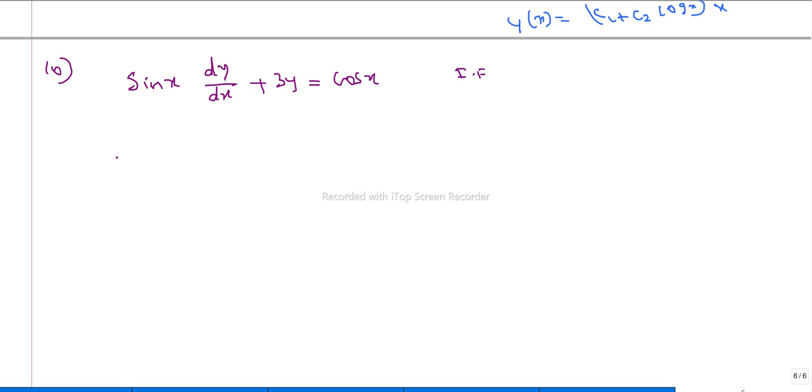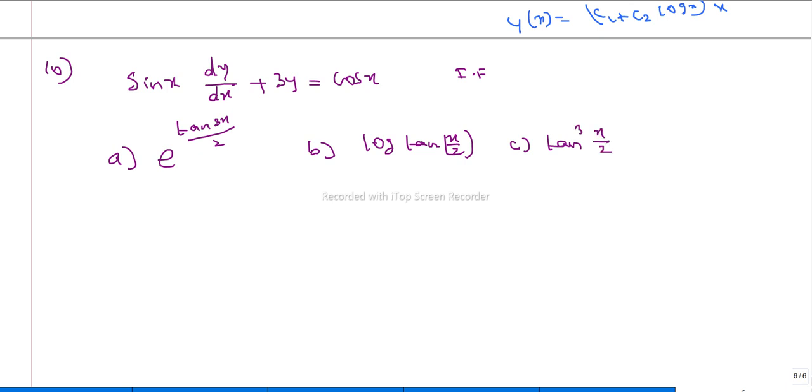The first option is e power (tan 3x) whole divided by 2. The second option is log of tan x by 2. The third option is tan cube x by 2. The fourth option is tan x by 2. What is the integrating factor?